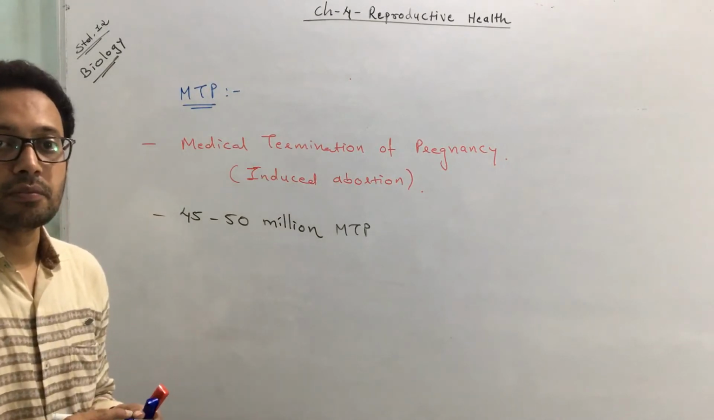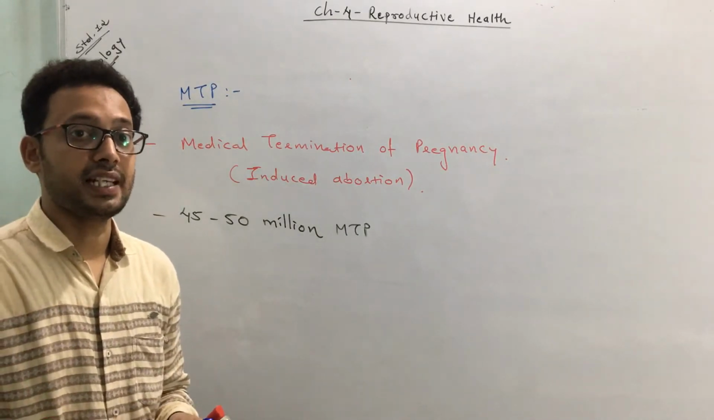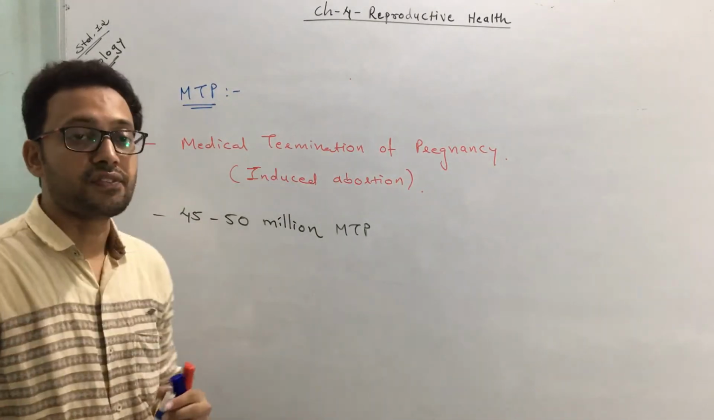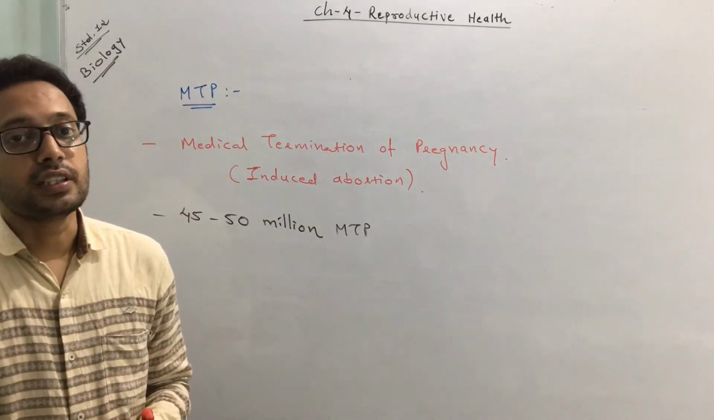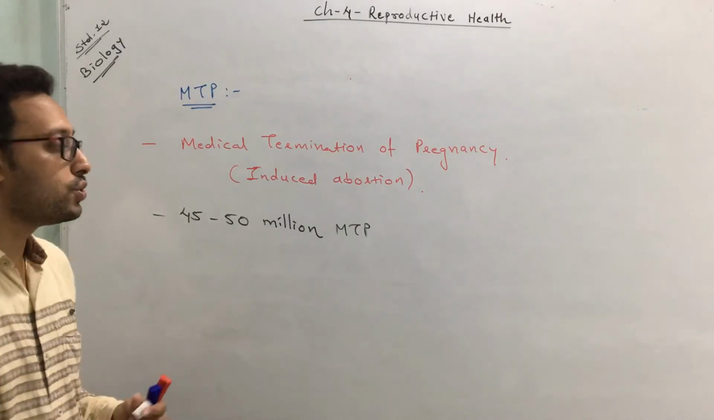Okay, you know the meaning of millions. 1 million is 10 lakhs. You see, 45 to 50 million MTPs are performed in a year in the world. Okay, that means that is a very huge number.